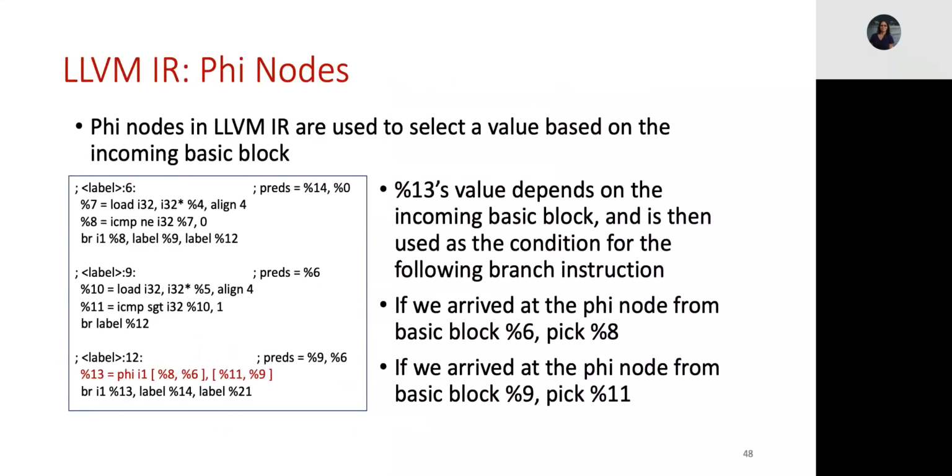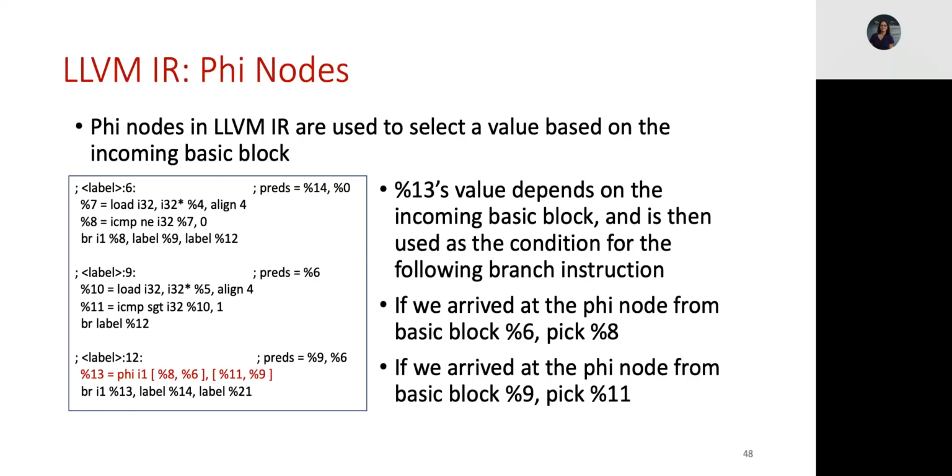And now we get back into phi nodes and how they look in LLVM IR. Phi nodes in LLVM IR are used to select a value based on the incoming basic block. In this example, %13 is assigned the result of that phi function. And over here, if we arrive from basic block %6, then the value that we pick for %13 is %8. If we arrive from basic block %9, then we pick %11.